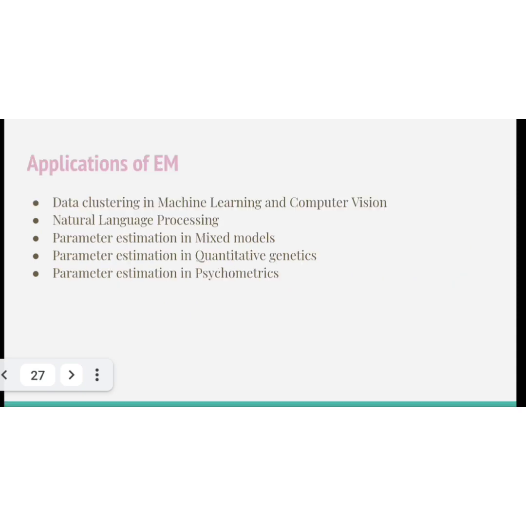Now coming to the applications of EM, expectation maximization is used for data clustering in machine learning, computer vision, etc. EM is also used in natural language processing, and it is also used for parameter estimation in mixed models, in quantitative genetics, in psychometrics, etc. So these are the applications of expectation maximization. So that's the end of the topic.